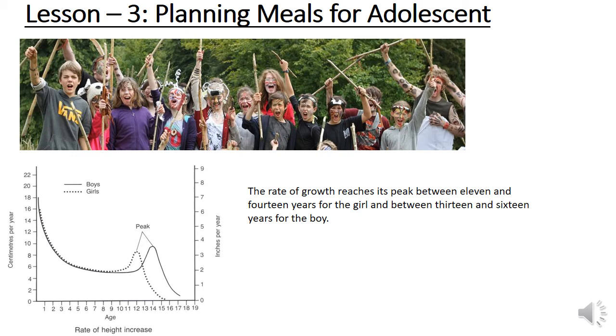And you see in this slide, the rate of growth reaches its peak between 11 and 14 years for girls, and between 13 and 16 years for boys.